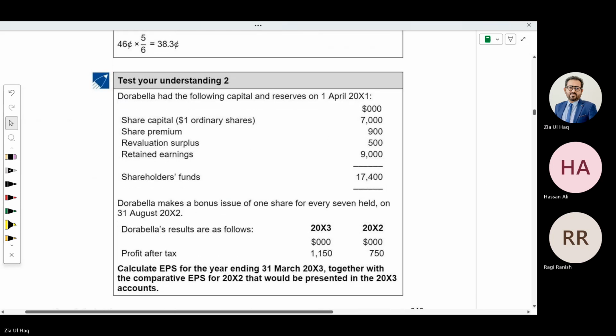Test your understanding too. You need to calculate EPS for the year ending 31st March 20X3, together with the comparative EPS for 20X2 that would be presented in the 20X3 accounts. Meaning you need to calculate EPS for 20X2 and 20X3. Good luck, everybody. Calculate EPS for 20X2 and 20X3 for both years.